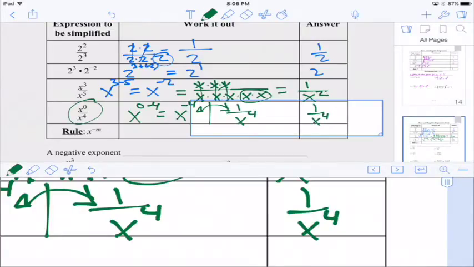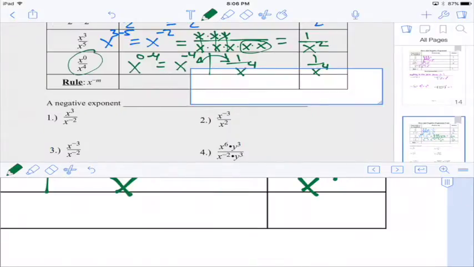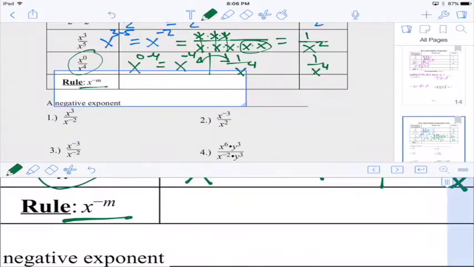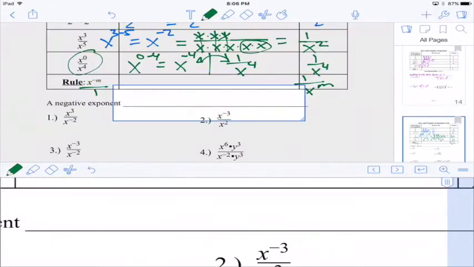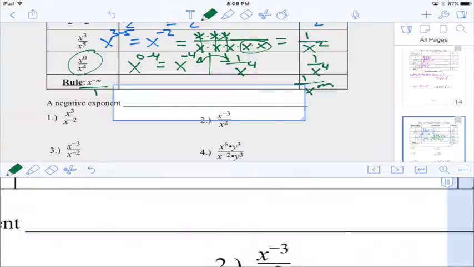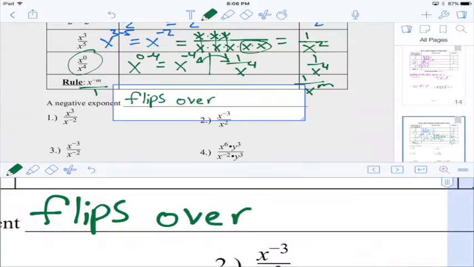So what I can see is this x to the negative m is going to go to the denominator. So I could write this as over 1. Anything can be written over 1. So this would mean 1 over x to the m. So I'm going to rephrase this in another way. I'd like to say a negative exponent flips over the fraction.